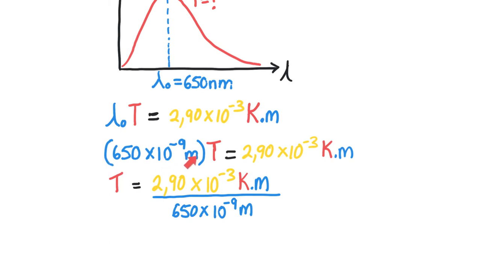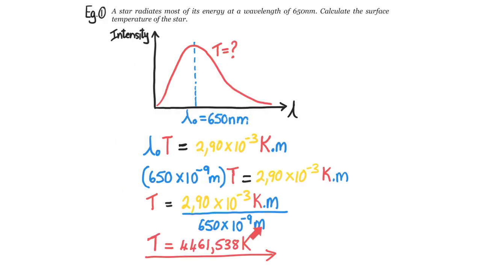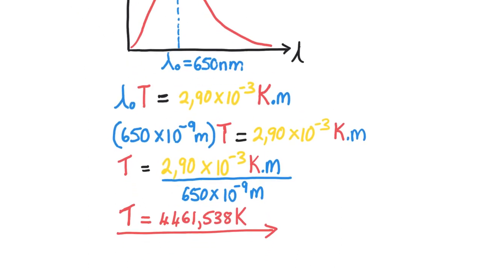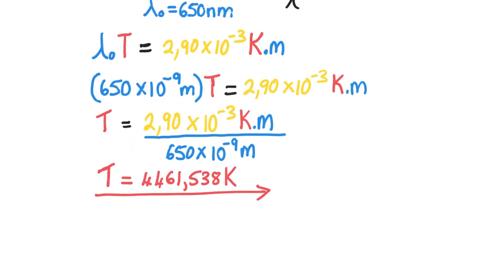Dividing by 650 times 10 to the negative 9 meters on both sides means we take it downstairs. So the absolute temperature equals 2,90 times 10 to the negative 3 over 650 times 10 to the negative 9. And notice now what's going to happen with the meters. They are going to cancel, giving us an answer of the surface temperature being 4,461,538 Kelvin.